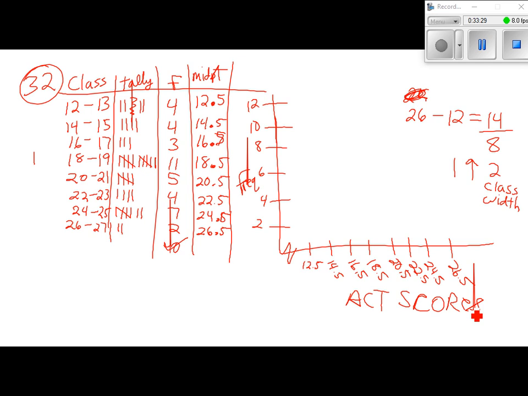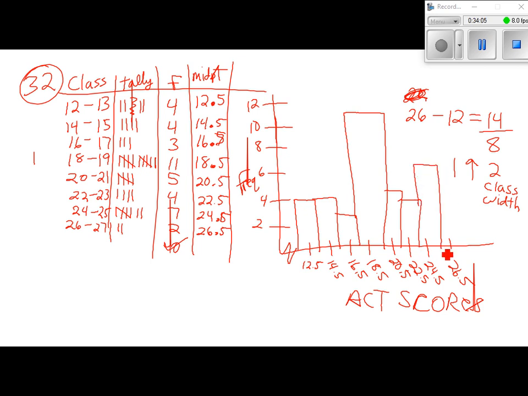Then we're just going to make our bars for the 12.5. Put the 12.5 right in the middle of the bar, and it's 4. So go up to 4, make the bar. Next one goes up to 4 also. Next one goes up to 3. Next one goes up to 11, so somewhere about right in there. And my bar got a little crazy. 5, 4, 7, and 2. A lot of times in this book, they'll put the numbers above the bars so you know exactly how many are in that bar. You don't have to do that.